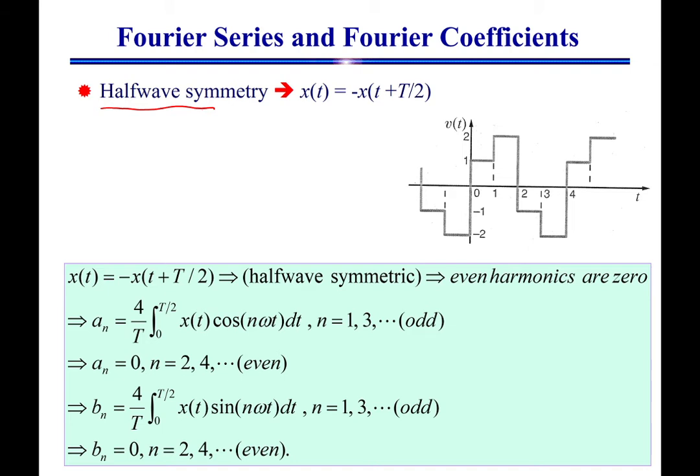And then if we would like to do the Fourier analysis, of course the DC component will be 0 since the positive and the negative are identical. And since it is half wave symmetry, all even harmonics in the function will be 0. Okay, so we're only going to have the odd harmonics for both the cosine term and the sine term.